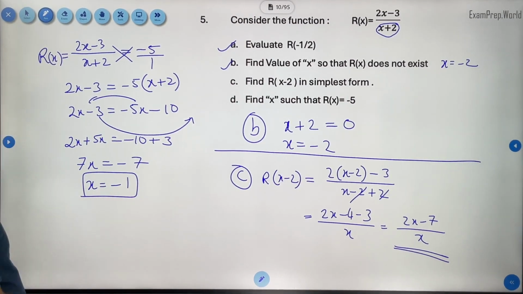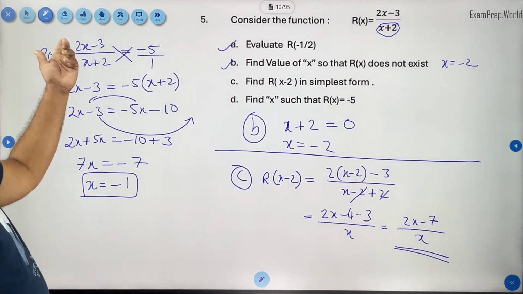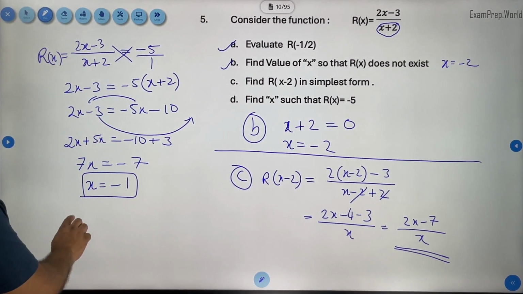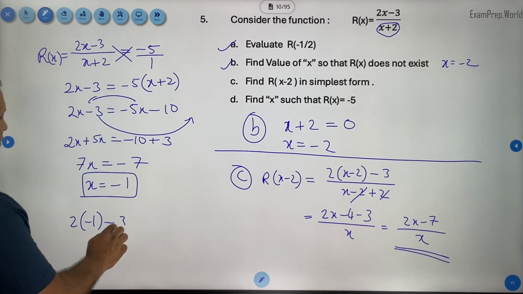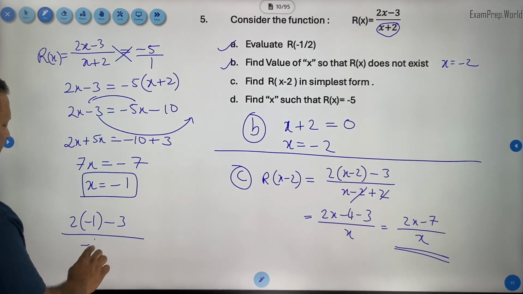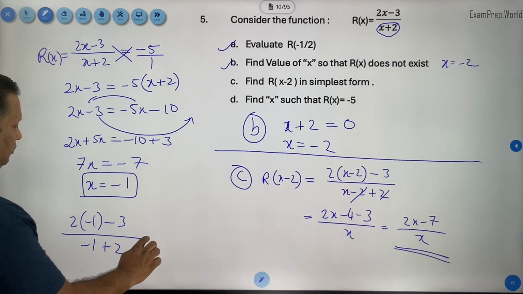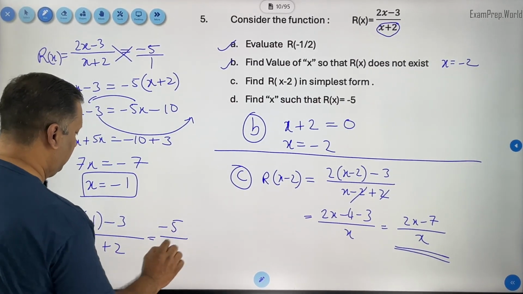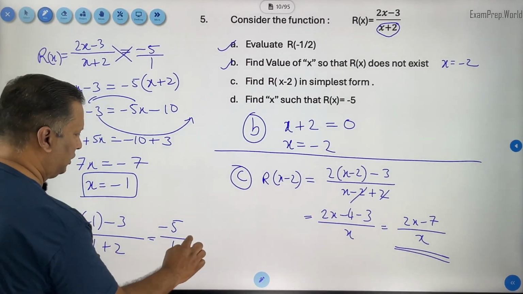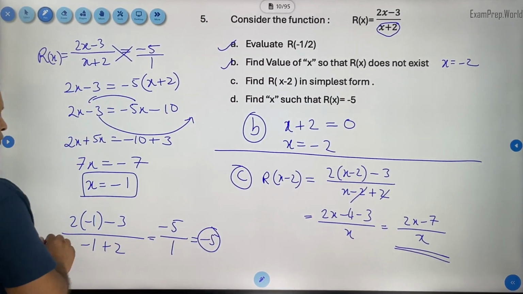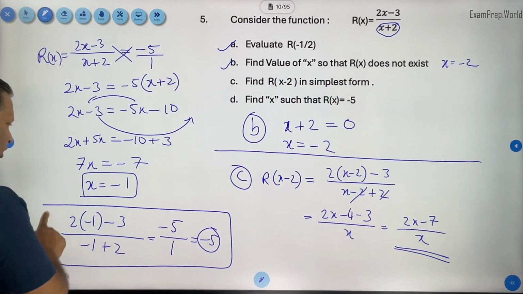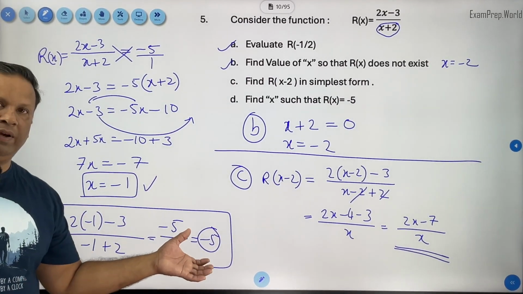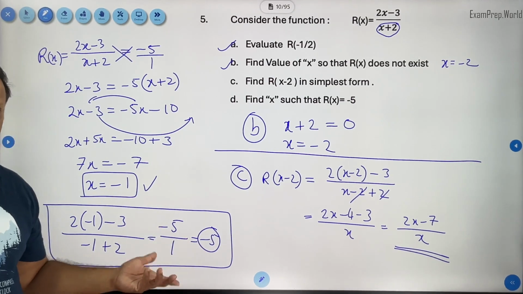So, for this value, if you want to check whether it gives negative 5 or not, let's go and check. Let's input negative 1 here. 2 into negative 1 minus 3, and negative 1 plus 2. Look here, negative 2 and negative 3 is negative 5, and 2 minus 1 is 1. It is negative 5. So, this is how we check. This is only for checking. Your answer ends here. So, I wanted to check when I put negative 1, whether negative 5 comes or not. So, you can always check whether you have done it right or not.